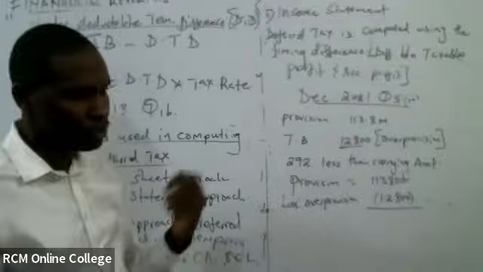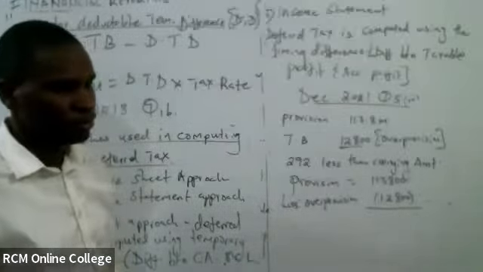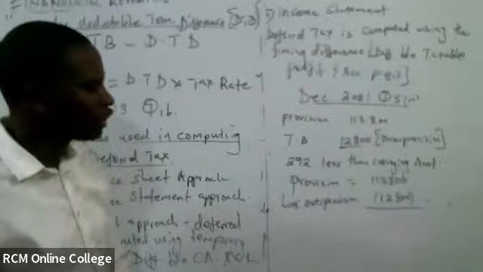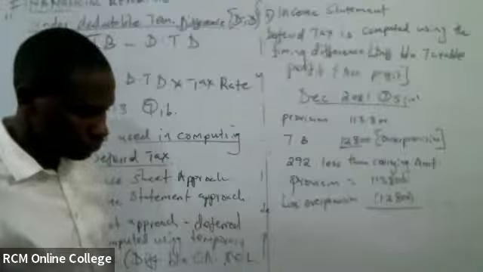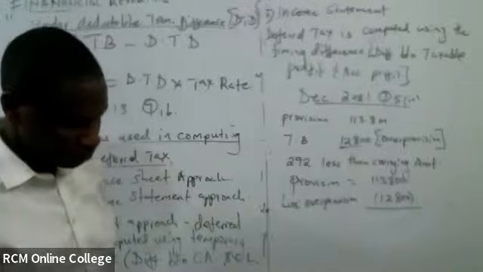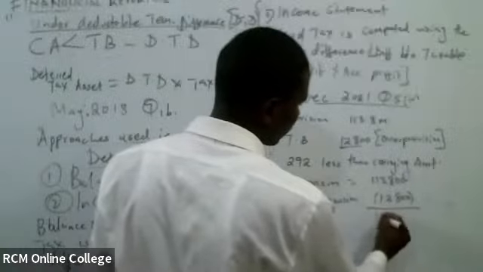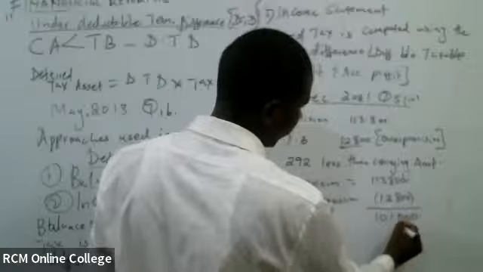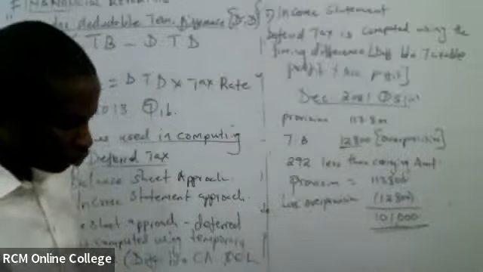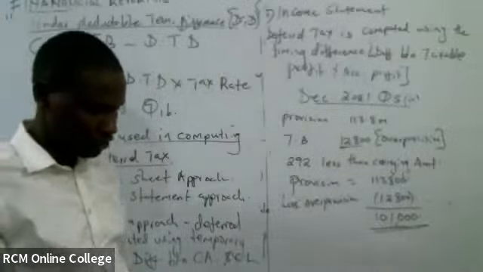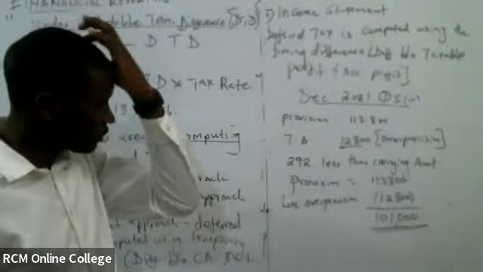We offset the 12,800. We subtract 12,800. How much? Let's get it very fast. I want us to just proceed. 101,000. So that is now the tax to be charged in that period.